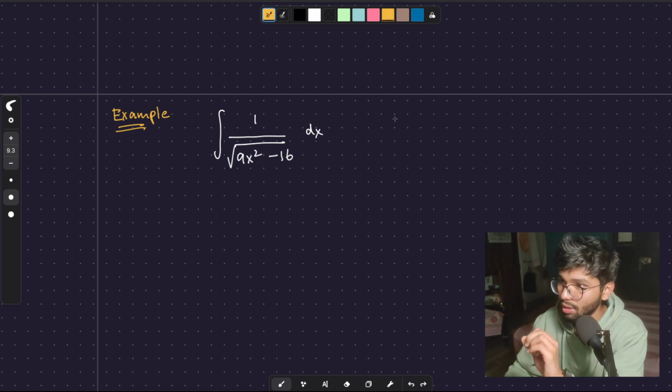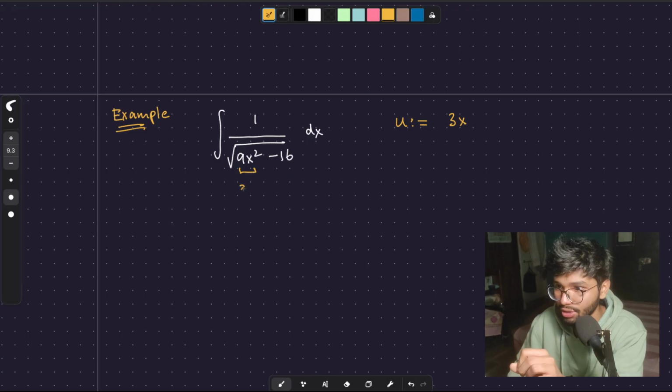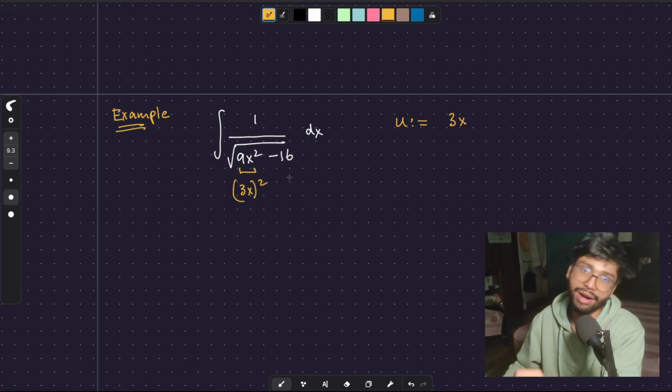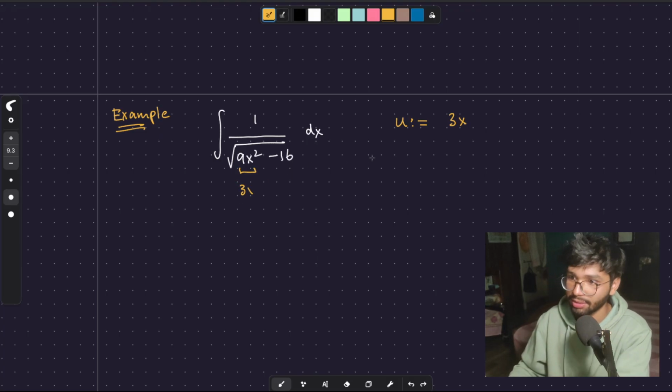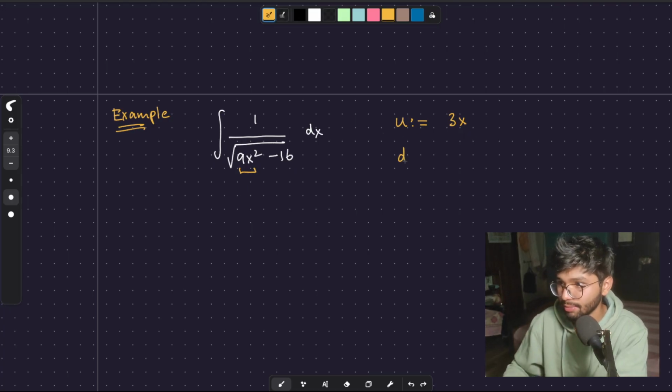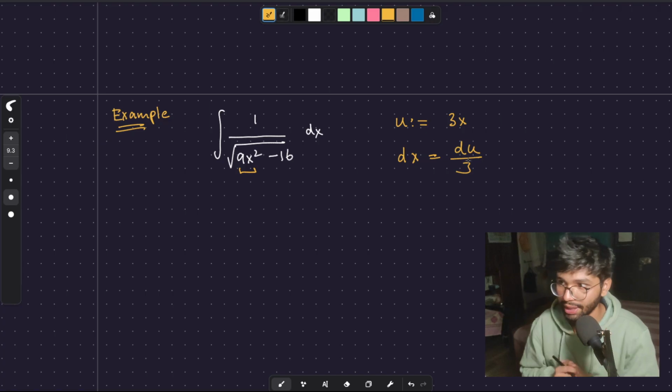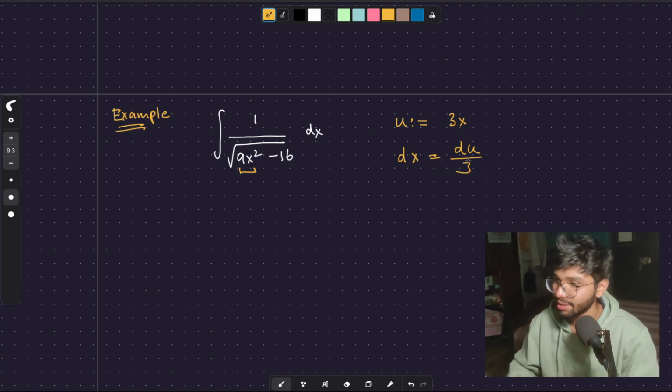We can also do a simple u substitution. We're going to define u as 3x because this is just 3x squared. So we're going to take a u sub of 3x. du is going to be 3dx, so dx is going to be du by 3. Great. So amazing. Life is good.